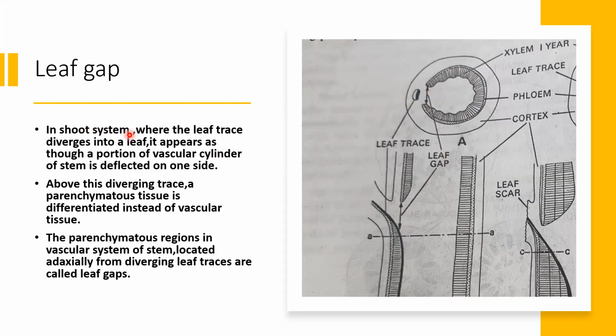So in the shoot system, where the leaf trace diverges into a leaf, it appears as though a portion of the vascular cylinder of the stem is deflected on one side. Above this diverging trace, parenchymatous tissue is differentiated instead of vascular tissue. Here, no vascular tissue is found. This is only made up of parenchymatous tissue. So this area is called a leaf gap, the supply from the vascular tissue of the stem toward the leaf is called a leaf trace, and this gap which is being created is called a leaf gap.